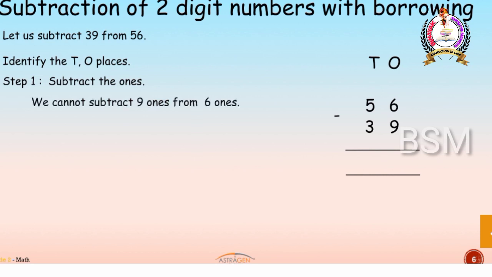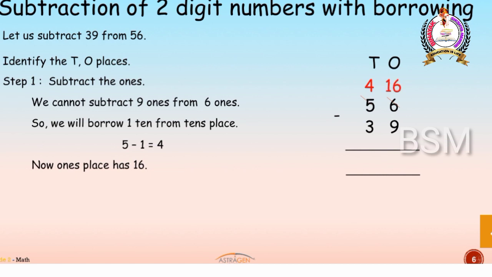So when you take 10 from the tens house, what will you get? 10 plus 6. That is 16, right? And from the 50, you have taken out 1 bundle, that is 1 is gone, so you will have 4. Right, children? So now in the ones place, you will have 16. Why? Because 10 came to the ones place and it became 16. Now you can subtract 16 and 9.